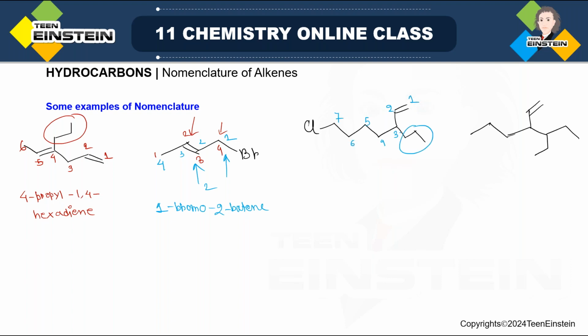Total 7 carbon, and at 3 position you have a propyl substituent, and at 7 position you have a chloro substituent, right? 1, 2, 3, 4, 5, 6, 7. Okay. 7 chloro, and at 3 position we have propyl. So chloro will be first because C comes before P, and the position of the double bond is 1. So that is why it will be 1 hexene.